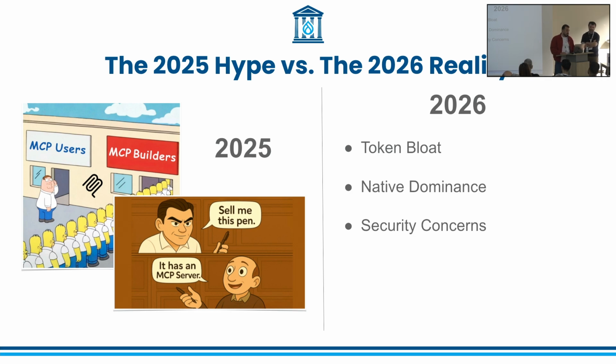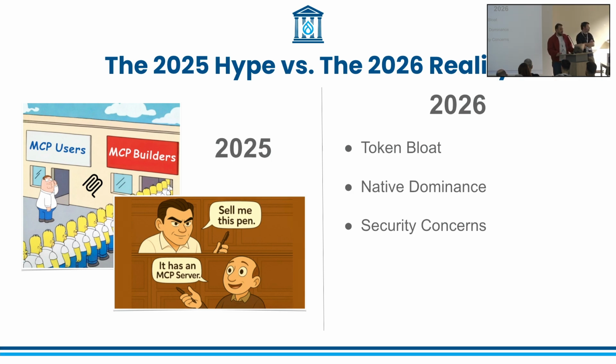In 2026, we now are aware that there are also some issues that we need to think about. We know the thing about token bloat. So if you just connect 10, 15 MCP servers to your agent, you can easily end up eating all your tokens and not produce any meaningful work there.